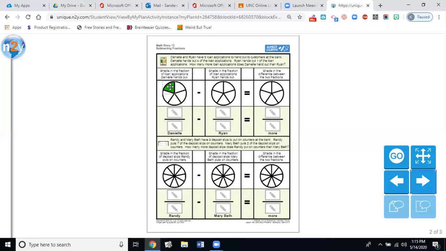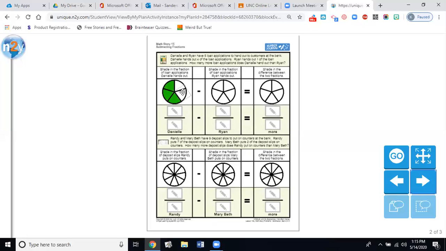Danielle. 1, 2, 3, 4. Okay, that's how many loan applications Danielle handed out. 1, 2, 3, 4 out of 5. So 4. And then the whole thing, there's 5 parts. Oops, sorry, wrong number. 5. Okay.